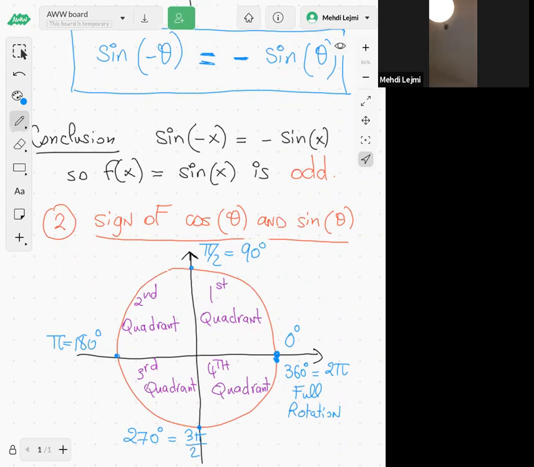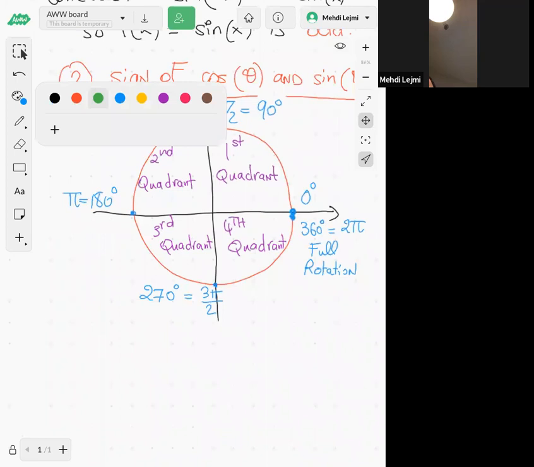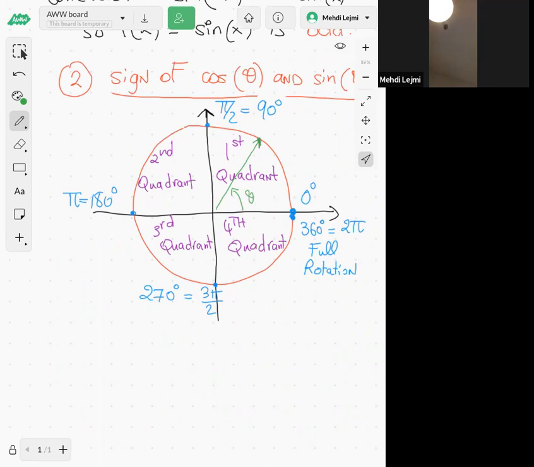So the question is, when are the cosine and sine positive, and when are they negative? Let's start with the first quadrant. If you have an angle in the first quadrant, I have an angle theta here, right? This is my angle theta in the first quadrant. My angle is between 0 and 90 degrees, or pi over 2. That's the first quadrant.